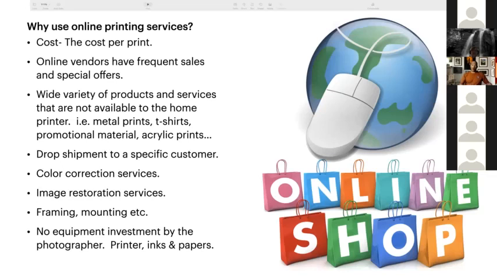because there are some things I can't print. I can't print on metal. I can't print on t-shirts. I can't make acrylic prints. So that's when I go to the online services. With online services, you can also drop ship. If you're a professional or you're trying to make money, and you have a website and someone orders a print from it, you can have an online service that you trust make that print and ship it directly to the customer.